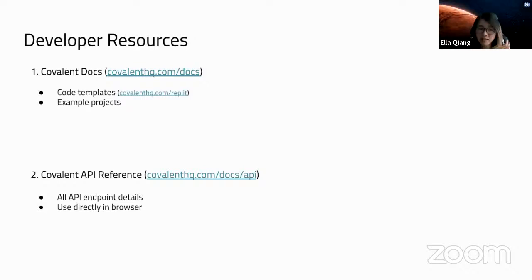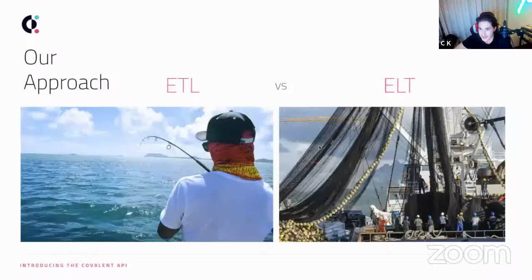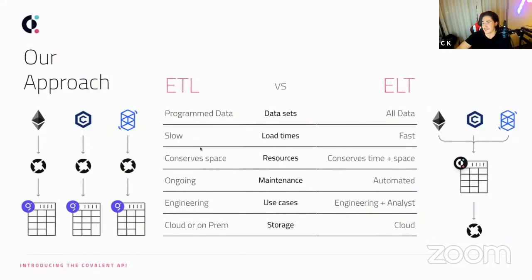Thanks, CK. I think one common question a lot of people ask is, what's the major difference between Covalent versus The Graph? So yes, I'll show you right there. The Graph is an ETL pipeline, whereas we are an ELT tool.